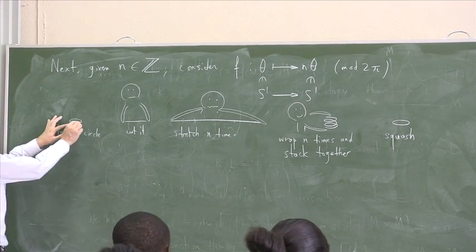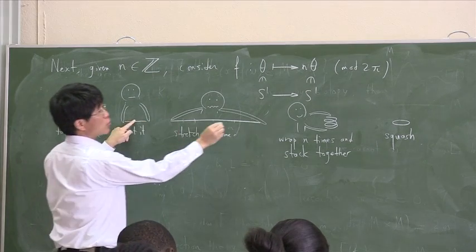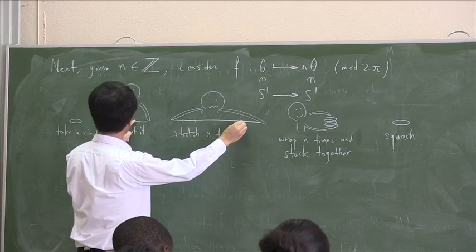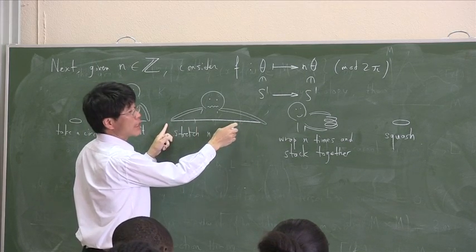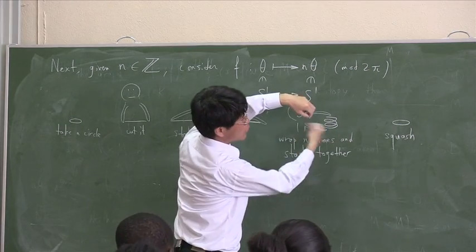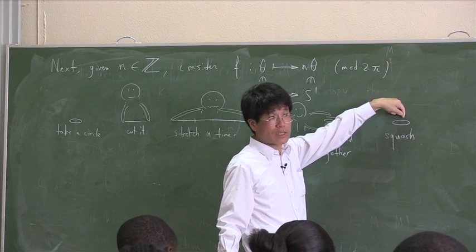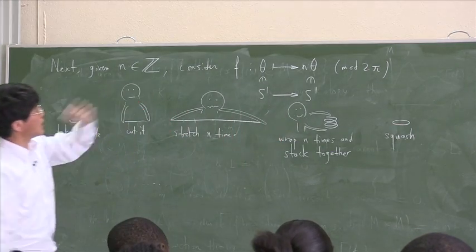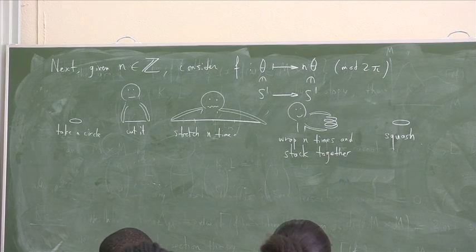Okay. So a point somewhere here might be a point here. When you stretch, it's a point here. But then this is perhaps 6 pi times something, plus something. But that should be the same point as this point. So I have to sort of wrap it around and see where this point goes, and the final result might be somewhere here. That's the geometry of this map of n times the angle.